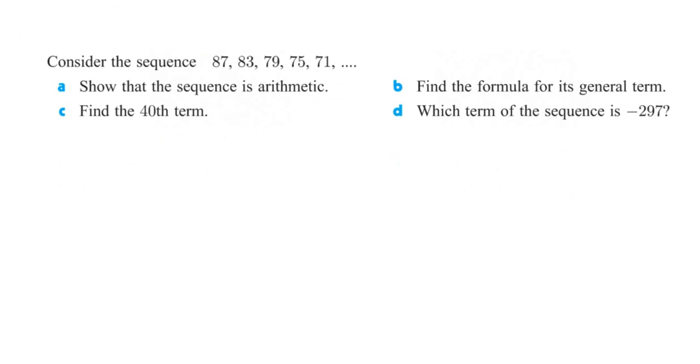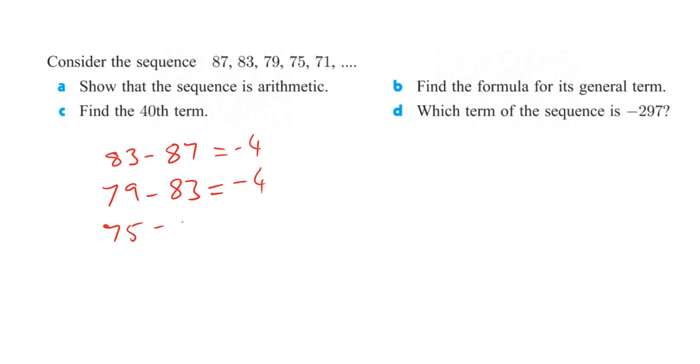Right, so we've got a sequence. You can see it there. We first of all have to show that this sequence is arithmetic. So just like in the last video, we're going to look at the difference between the terms. So we'll start with the second term, take away the first term. Well, that comes out at minus 4. If we then carry on with the third term, take away the second term, that is also minus 4.